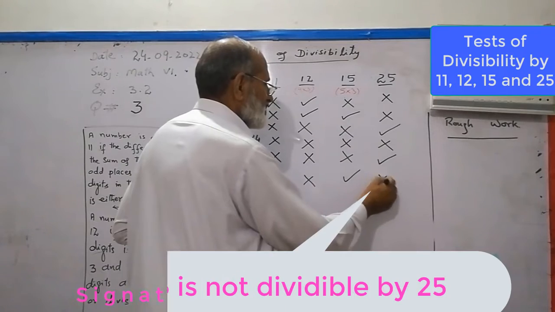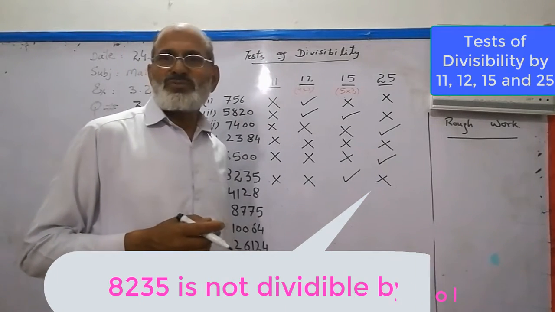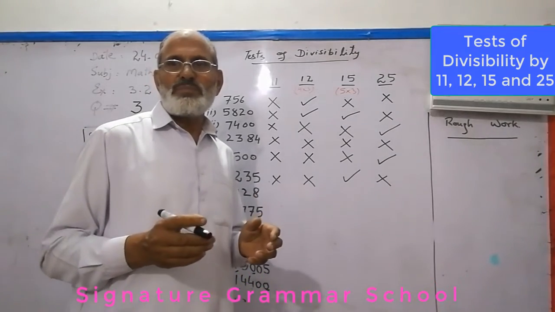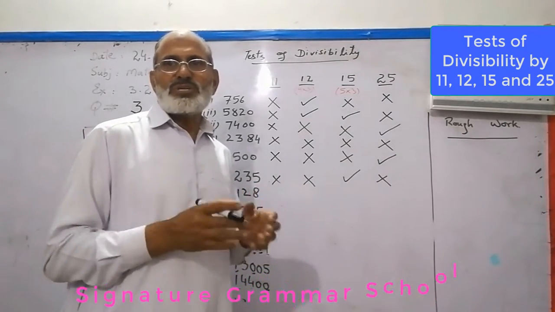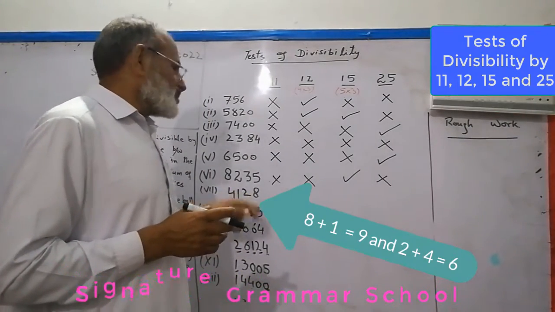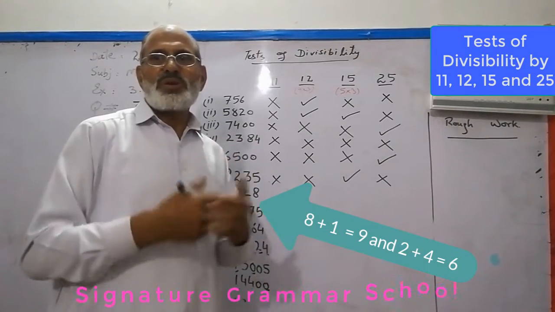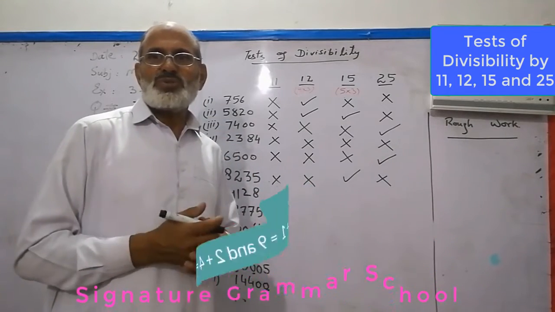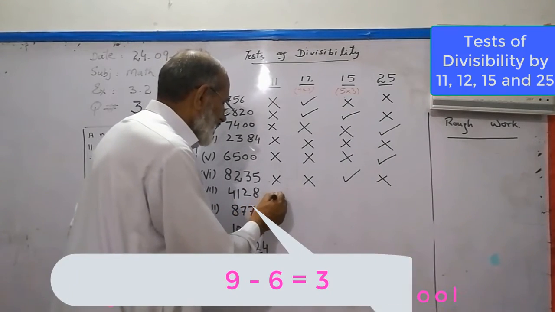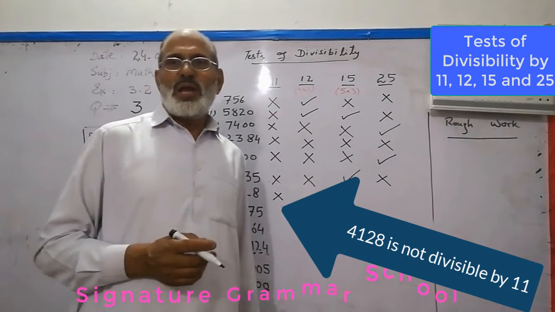So, I put here a cross. Now, this one, 4128. If I take the sum total of the digits at odd place and the digits at even place, it will be 8 plus 1, 9, and 4 plus 2, 6. If I subtract one value from the other, the answer doesn't come 0. Therefore, both the conditions are not met. I put here a cross, which means that this value is not divisible by 11.